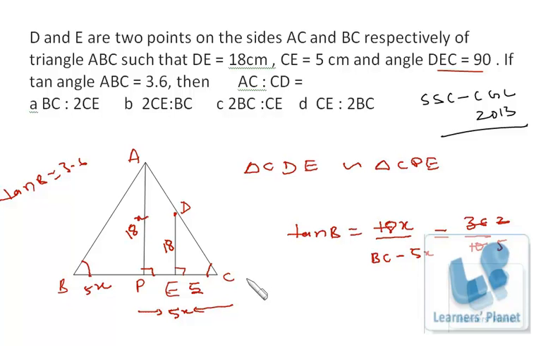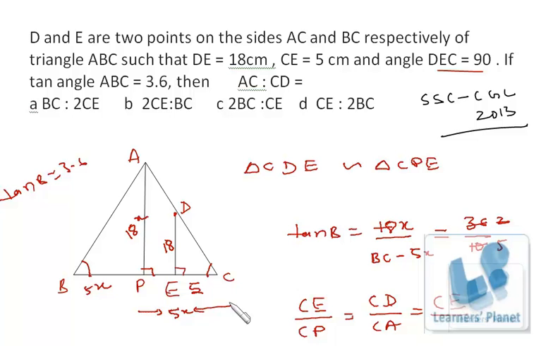Now since the two triangles, all the sides of the two triangles are in the ratio, that means CE by CP is equal to CD by CA, right? CE, and we want CD by CA in the terms of CE and BC, and CP will be what? BC minus CP will be what?